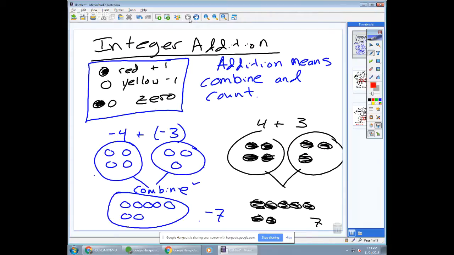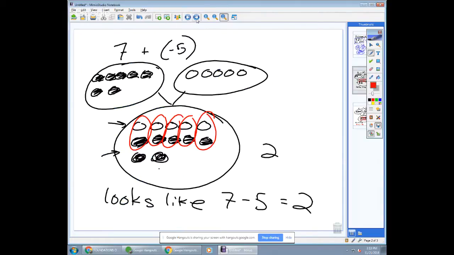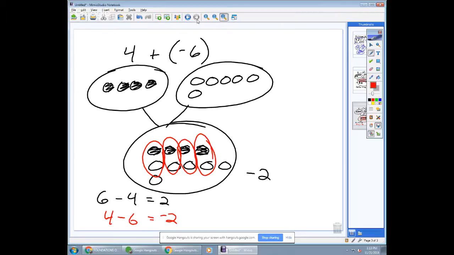So can we tell ahead of time when an integer addition is going to be a straight addition and when it's going to be more like a subtraction? What do these two examples have in common? What does this and this one have in common?